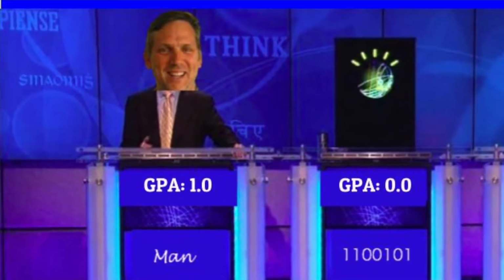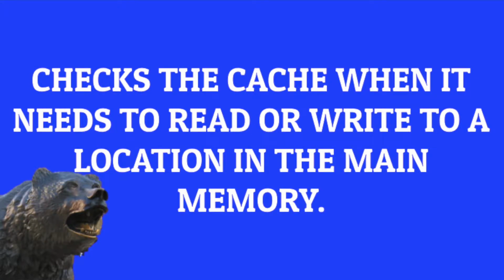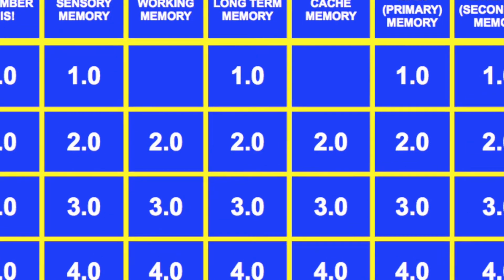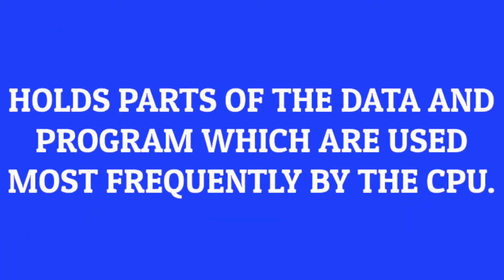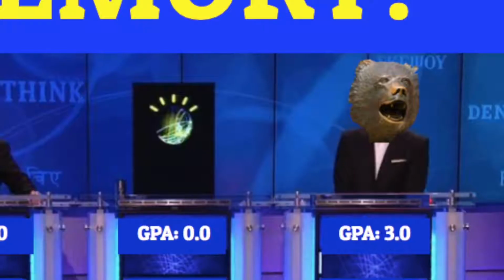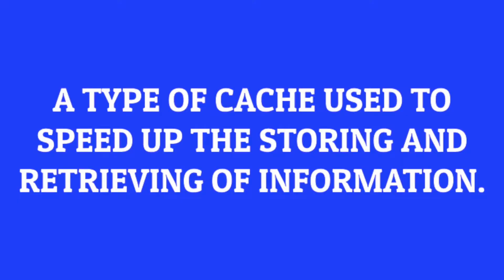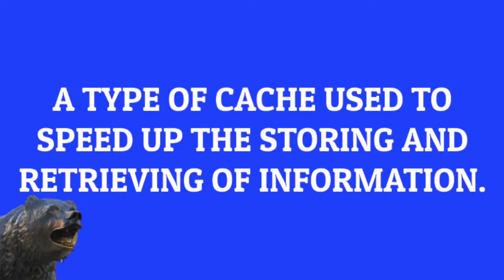Cache memory for 1. Checks the cache when it needs to read or write to a location in the main memory. What is the central processing unit? Cache for 2.0. Holds parts of the data and program which are used most frequently by the CPU. What is the purpose of cache memory? Cache for 3.0. A type of cache used to speed up the storing and retrieving of information. What is the data cache?